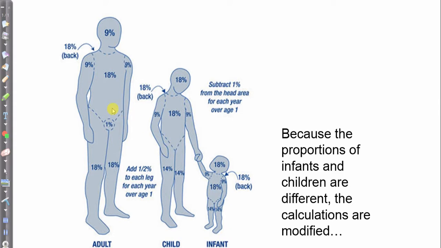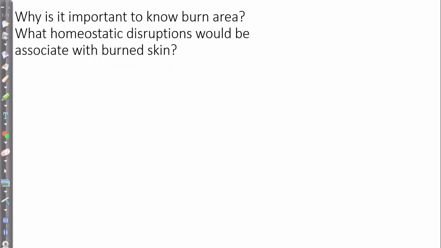I'm not going to hold you responsible for knowing the child and infant versions of this. I am going to hold you responsible for the adult version, but I just want to make you aware that infants and children, because they're not proportioned the same way, you can't use the same rule of 9s for kids and infants like you can for adults.